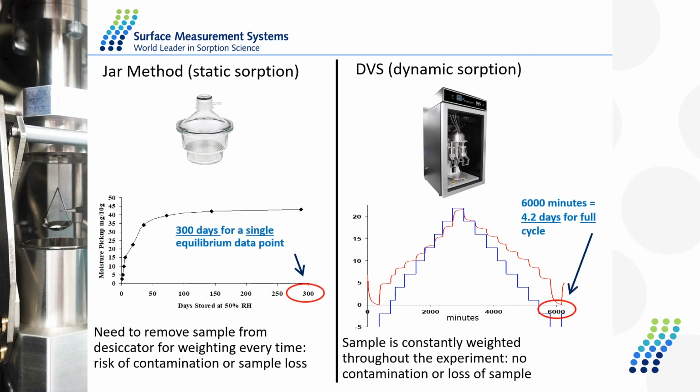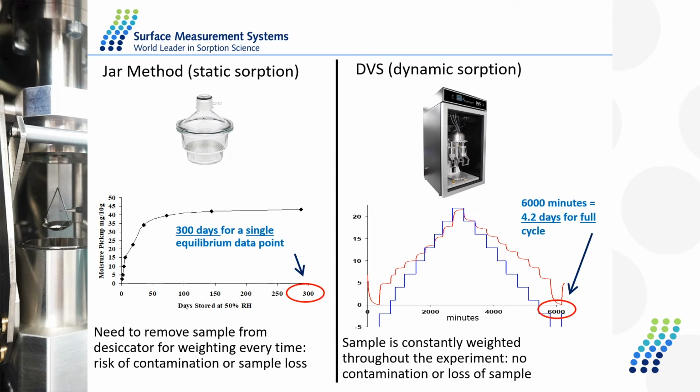Now, this same sample has been analyzed using a desiccator. And a desiccator takes about 300 days. In a DVS, it takes about 4 days, 4.2 days. So it's a massive save in time.